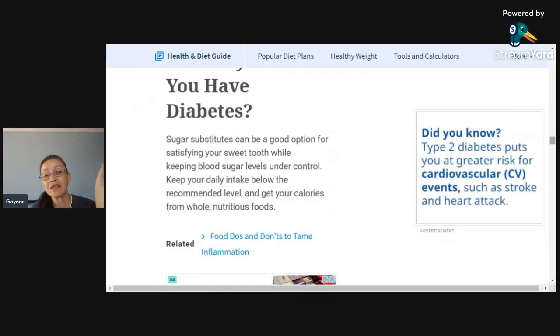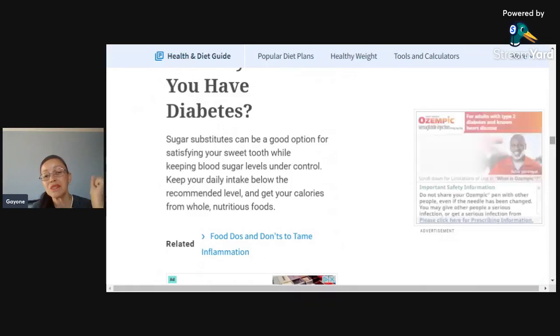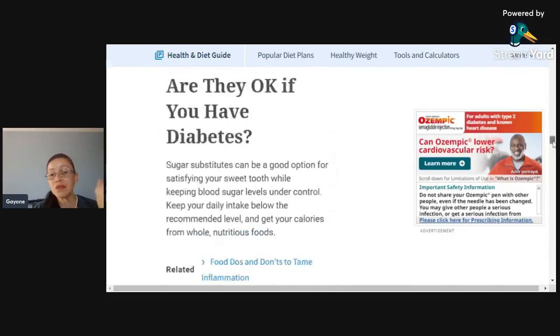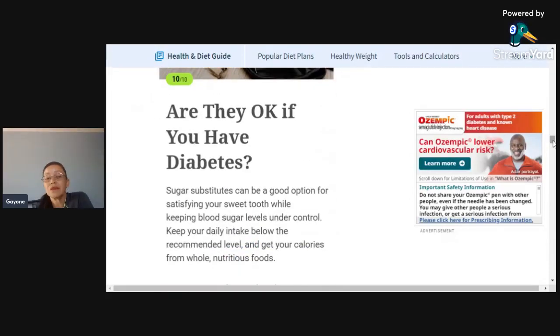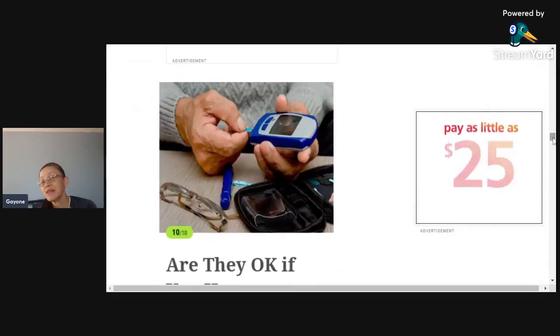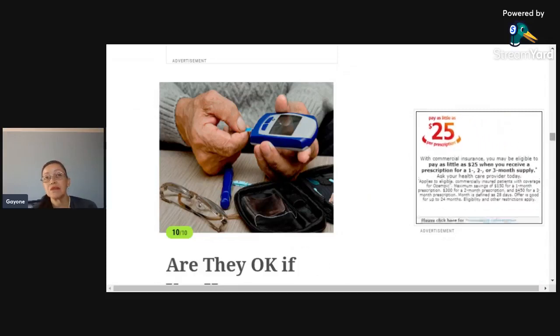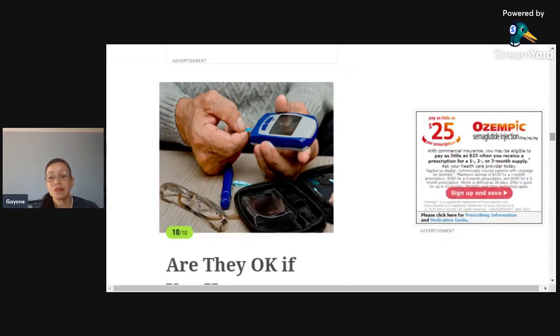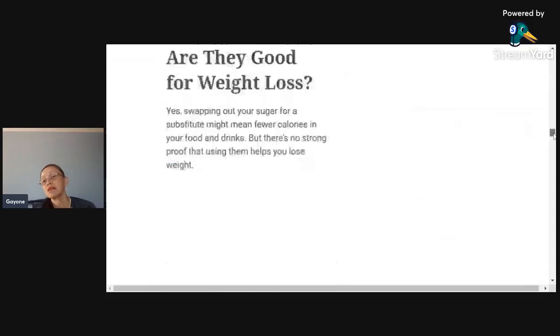So what they're saying here is, yes, if you're watching your calories, you want to satisfy your sweet tooth, keeping your blood sugar levels under control, but everybody's body is different. If you eat anything with sugar and you're monitoring your glucose level, everybody's different. Eat something and it spikes your blood sugar. One of these ingredients can be in there. So I wouldn't say it's okay. I wouldn't recommend it if you have diabetes. But if you're monitoring your sugar levels, you're the best judge.